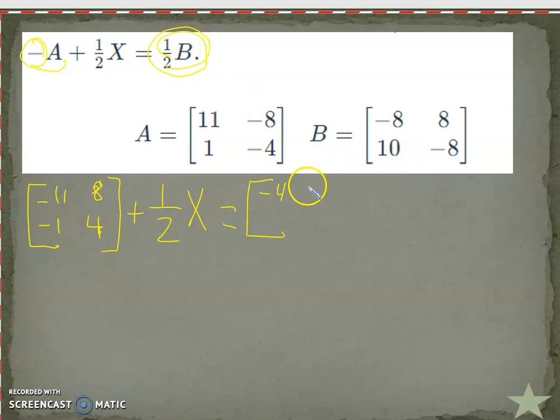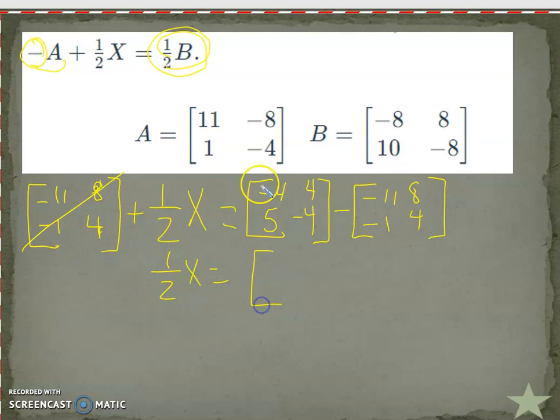There's sometimes when it's important that you write everything out. Sometimes you could do it just based on what you've got. Okay? So then again, to move this first matrix A, I would subtract it over here to move it. So negative 4 minus negative 11 is negative 4 plus 11, so that's 7. And 4 minus 8, negative 4. 5 minus negative 1, and negative 4 minus 4, negative 8.